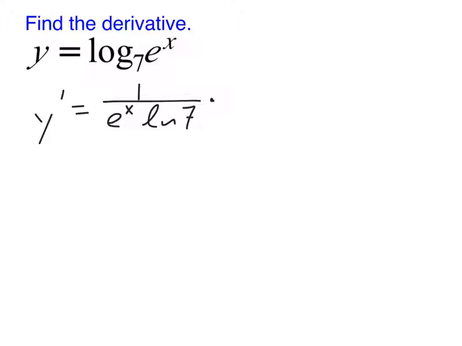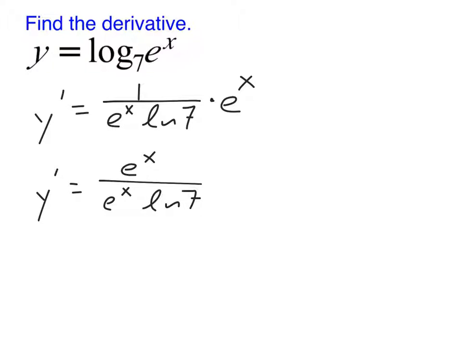Multiply that now by the derivative of the inner function. Well, the derivative of e to the x is just e to the x. So then it's just 1 over ln 7. Clean it up. So that means we got an e to the x on top, and it's over e to the x ln 7. And you notice the e to the x's do cancel out, so y prime is just going to equal 1 over the natural log of 7.